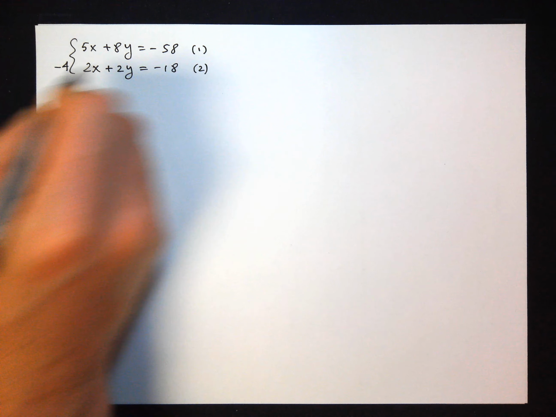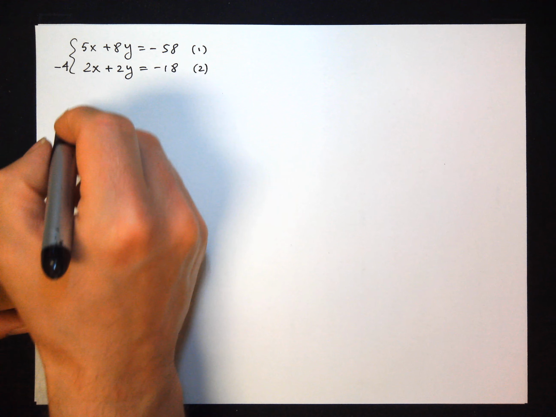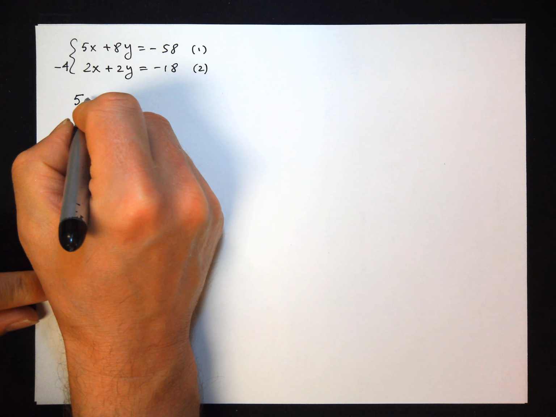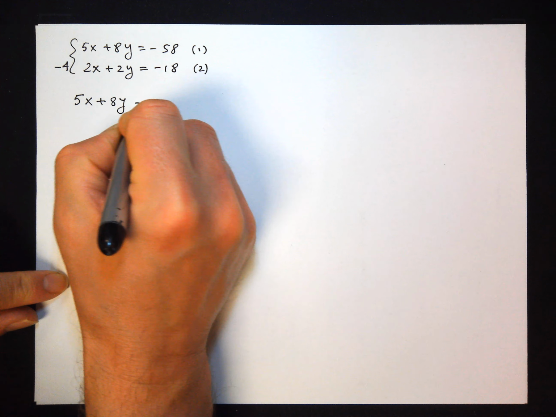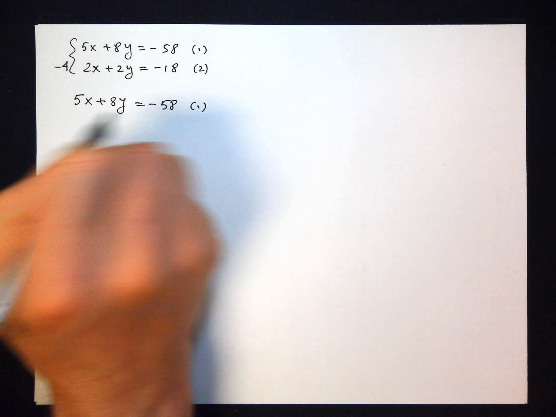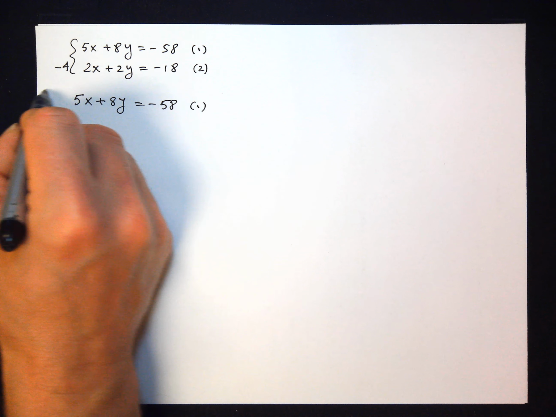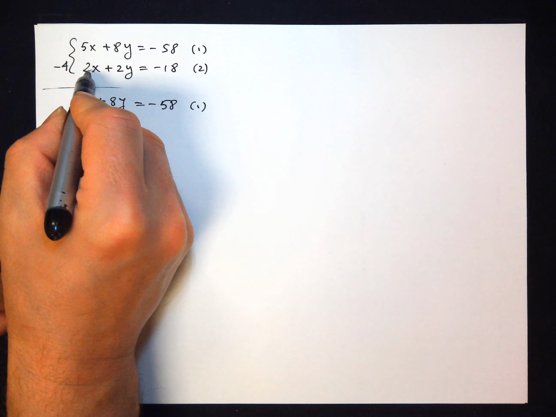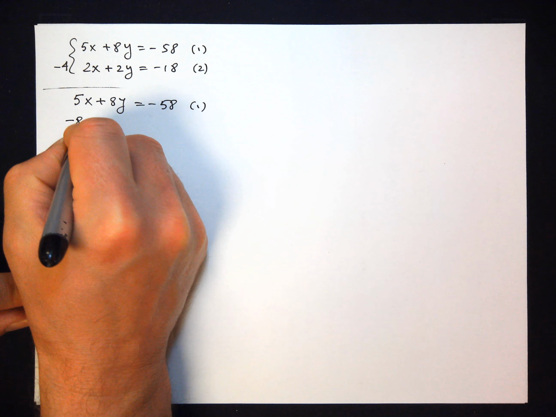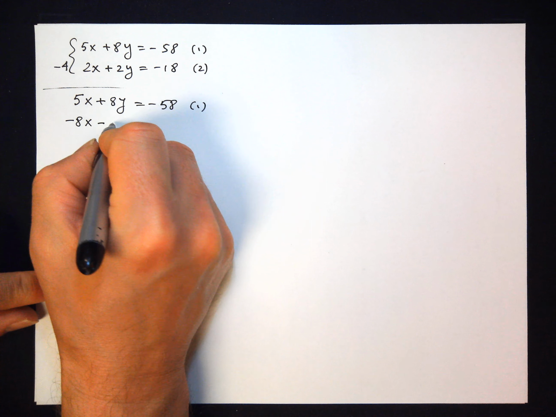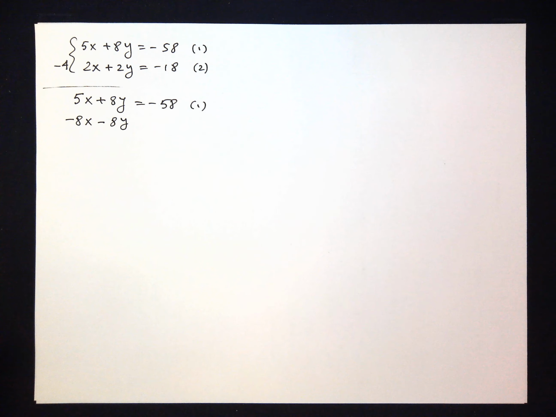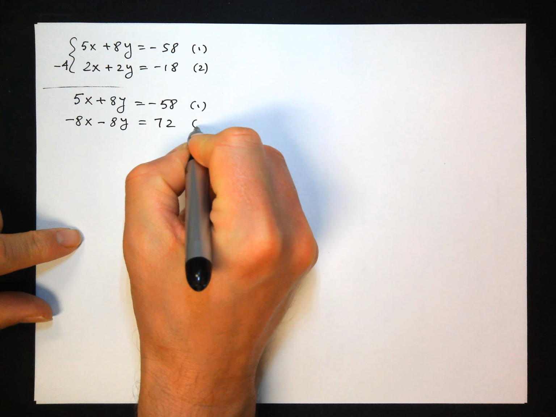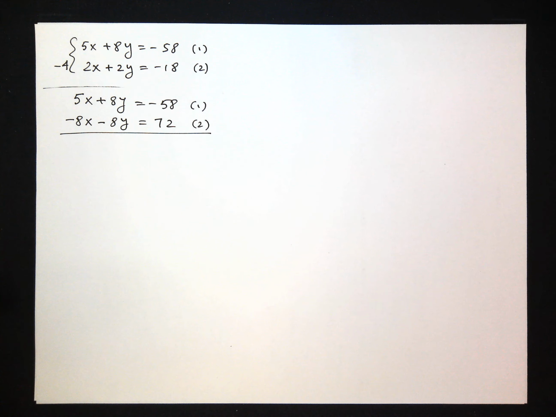Left side equals the right side. So I'm not doing any modification on the first equation. I'm going to write it as is: 5x plus 8y equals negative 58. This is equation 1. And now I'm going to multiply the second equation. Negative 4 times 2x is negative 8x. Negative 4 times 2y equals negative 8y. Negative 4 times negative 18 will be positive 72. This is number 2.